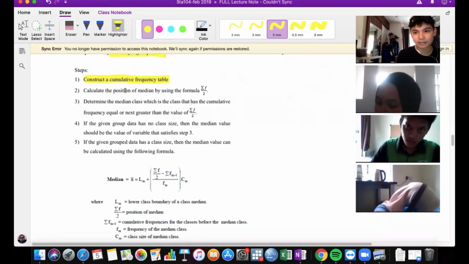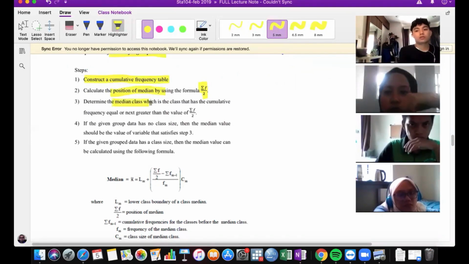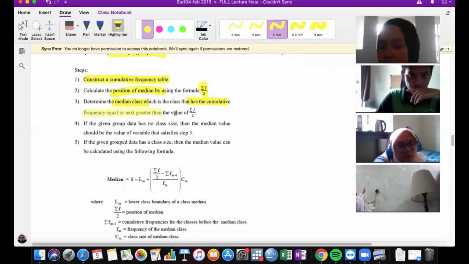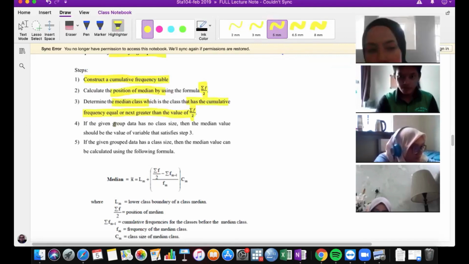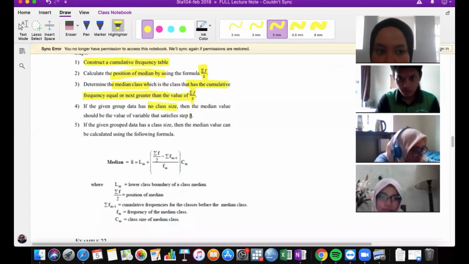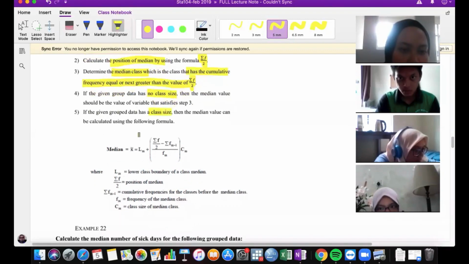And then you need to find the position of median by using this formula, summation of f divided by 2. And after you find the position of median, then you need to determine the median class. And the median class is the cumulative frequency equal or next greater to the position of median. Right. Nanti I tunjuk dekat you how to find the median class. Right. If the group data has no class size, then the median value should be the value satisfied step number 3. If the group data has a class size, then we need to calculate median by using this formula.